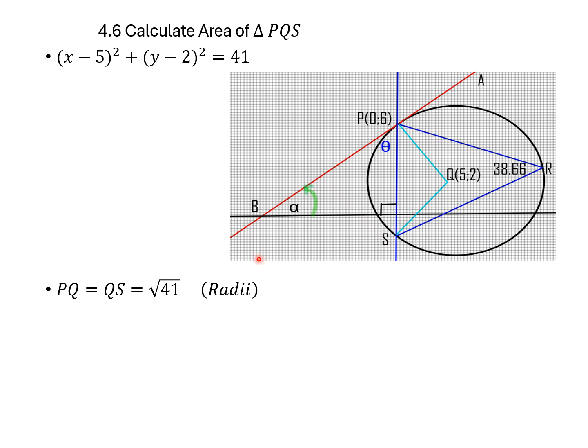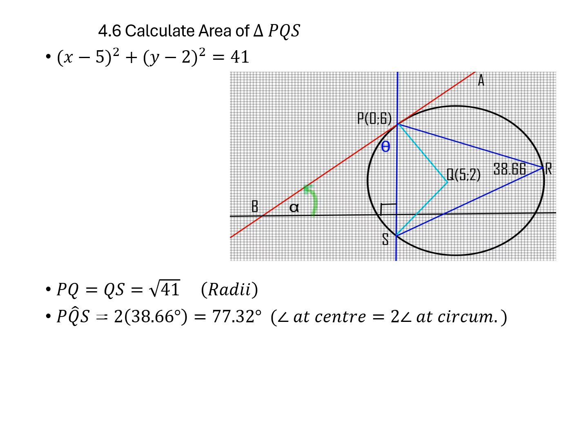PQ equals QS equals square root 41. They are radii, so both are square root 41. Angle PQS equals 38,66 times 2, and that gives me 77,32. The angle formed at the center will always equal 2 times the angle formed at the circumference. That angle must make contact with the circle. So PQS is 77,32 degrees.